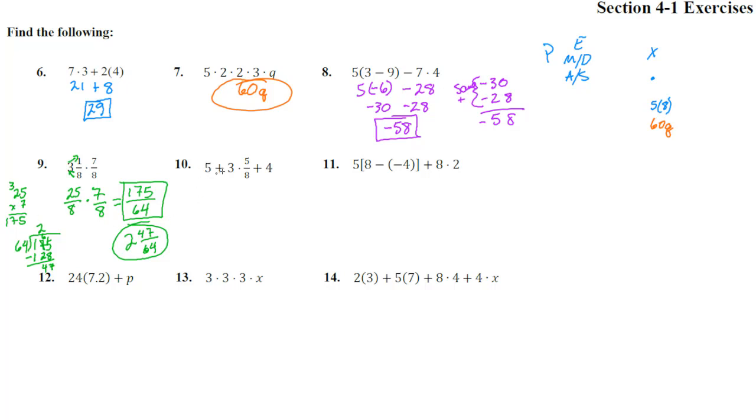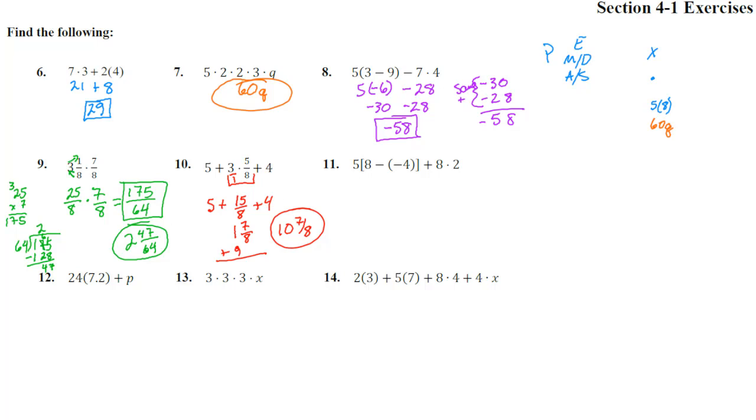Number 10. 5 plus, now this is multiplication, so it's stuck together. 3 times 5/8. So it's 5 plus, what is that? 15/8. Yeah, because that's 3 over 1. 3 times 5, 1 times 8, 15/8 plus a 4. Let me see. 15/8 is 8 goes into 15 one time, 1 and 7/8. So if we take 5 plus 4 is 9 and add this to 9, we get 10 and 7/8. Good. I like it.